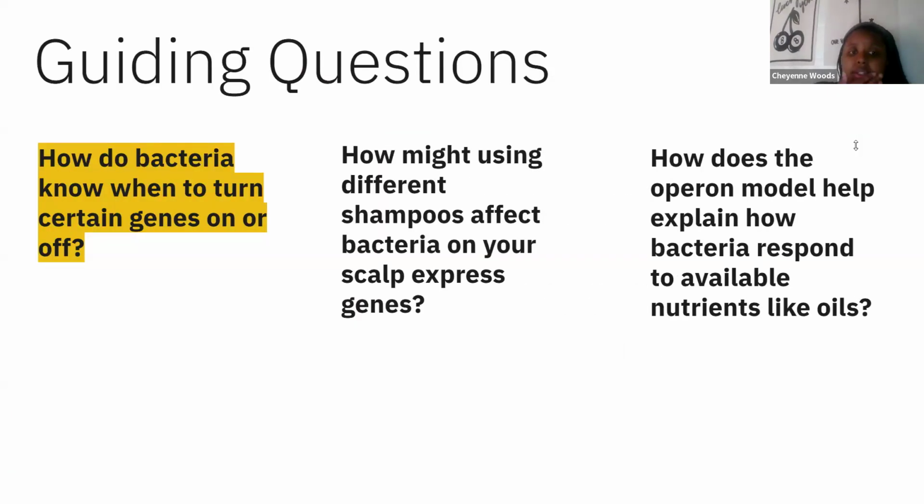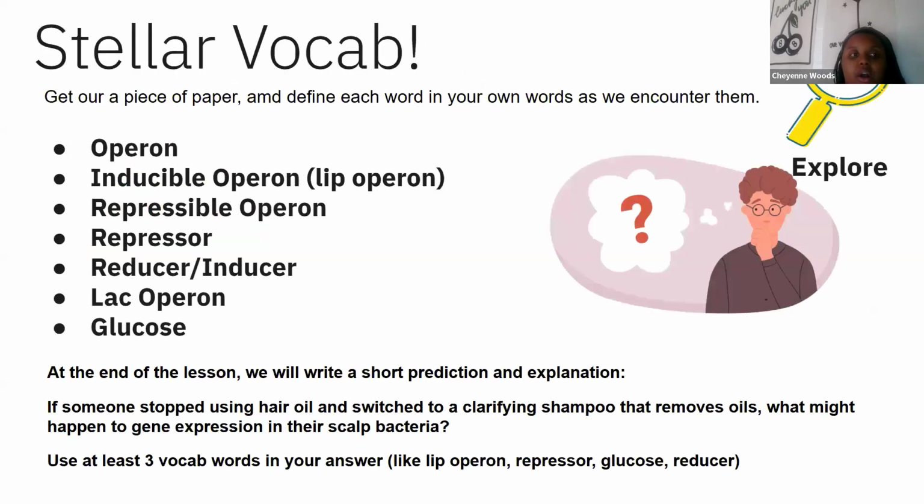So these are our guiding questions again. The first one: how do bacteria know when to turn certain genes on or off? How might using different shampoos affect bacteria on your scalp? And how does the operon model play a role in this? First and foremost, we're going with how do bacteria know when to turn genes on or off?